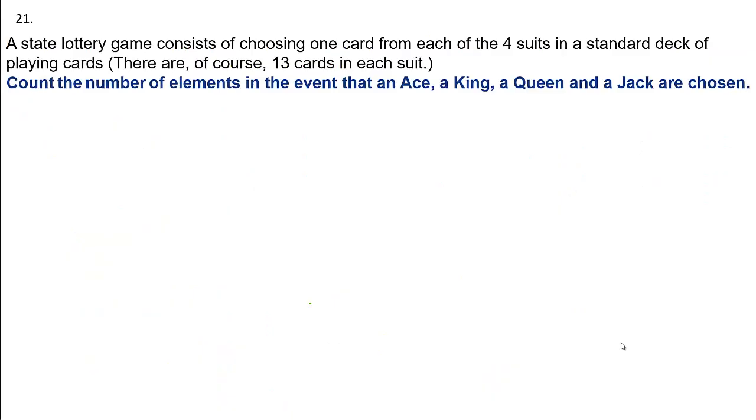Number 21. A state lottery game consists of choosing 1 card from each of the 4 suits in a standard deck of playing cards. There are, of course, 13 cards in each suit. Count the number of elements in the event that an ace, a king, a queen, and a jack are chosen.